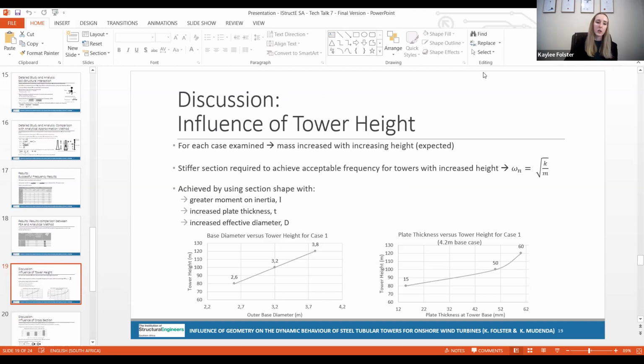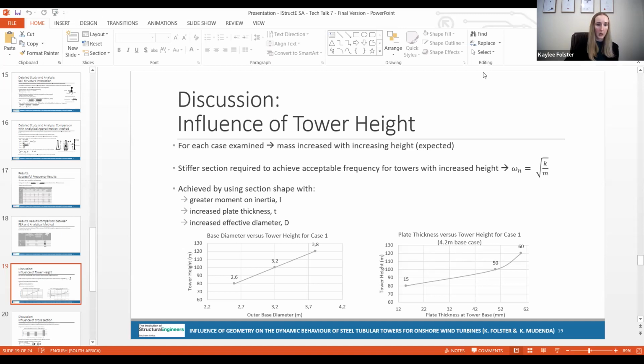Okay, and then there are three main factors which actually influence the natural frequency of the towers. So the first one would be the tower height itself. So in all of the geometric cases that we looked at, there's a trend which we noticed throughout, which was that the mass of the tower increases with increasing height. And this is pretty intuitive and obvious. It is what one would expect.